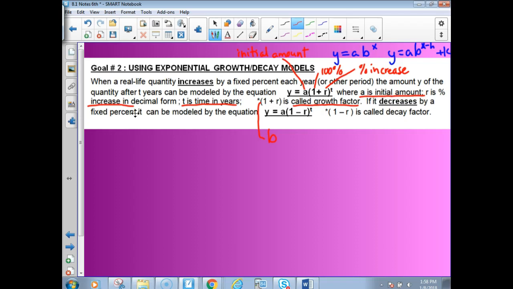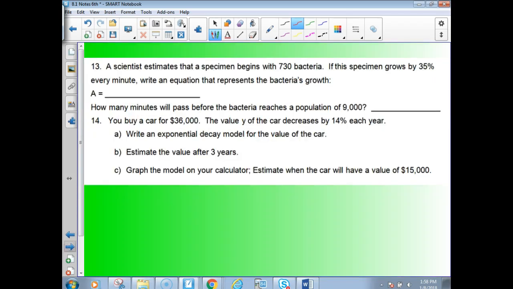If it decreases by a fixed percent, then it's modeled by 1 minus r. That would be your b value right there. And that would be a decay factor because the rate would be going down, just like depreciation of a car. Okay, so let's do some problems.